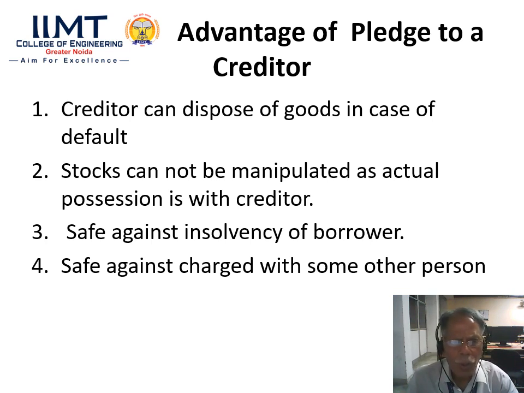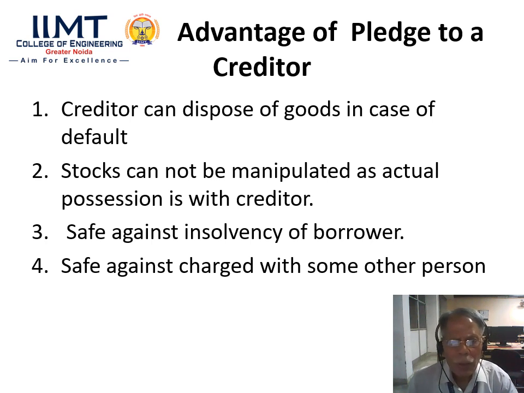and taken some loan, and that loan is to be repaid by A in say 100 installments. After paying 50 installments, A has stopped paying installments. Then in that case, B, the creditor, the banker, can dispose of such goods in case of default because A has defaulted here. The second one, stocks cannot be manipulated as actual possession is with the creditor.